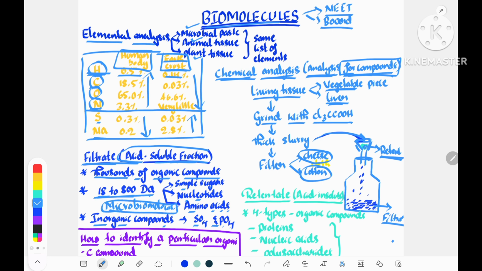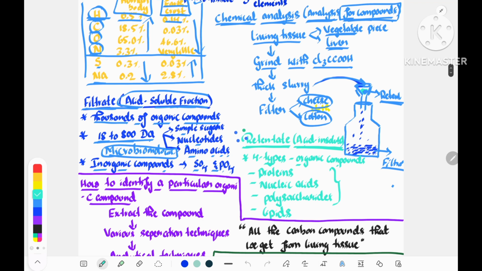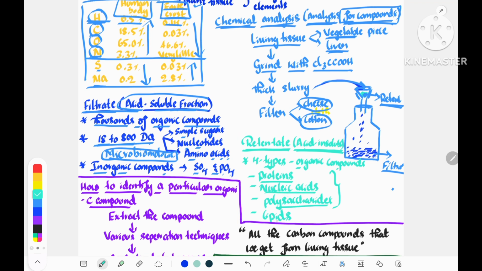Now, in retentate, whatever is present here, the retentate contains acid insoluble substances. Hence, it is called the acid insoluble pool. More technically, it contains 4 types of organic compounds in it. They include proteins, nucleic acids, polysaccharides, and lipids. Among these 4, proteins, nucleic acids, and polysaccharides have a molecular weight of more than 1000 Daltons. Hence, they are considered as macro biomolecules.